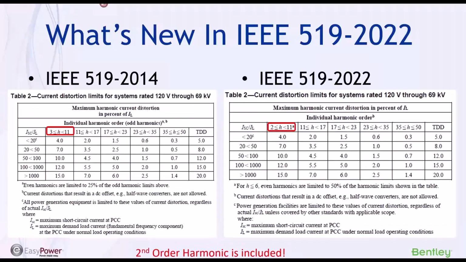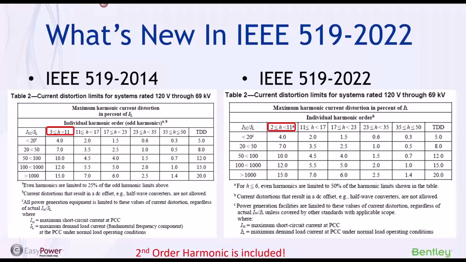The next one is current. Now, this gets complicated because you can compare side by side, from the left, which is 519-2014, and the right, which is 519-2022. The most important change is that for harmonic current less than the 11th harmonic order, in 519-2022, the second harmonic order current distortion is included.